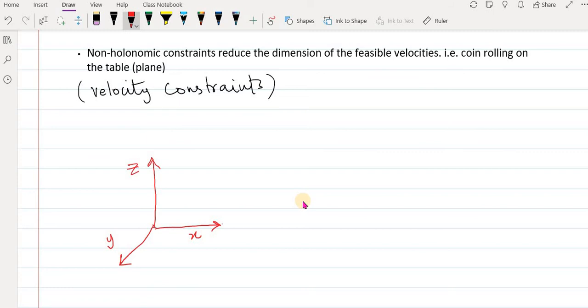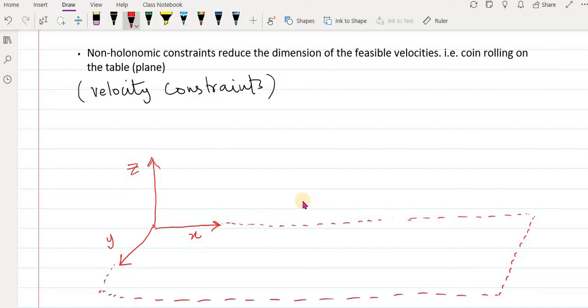2D, make it a little bit bigger. So this is a table, let's say a 2D plane, and here we have a coin on this plane. It's touching at point P, with coordinates X and Y. Okay, so on the table, the point of contact between the coin and the table or the plane is point P, and its coordinates are X and Y.